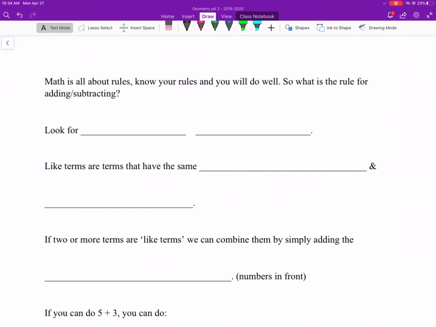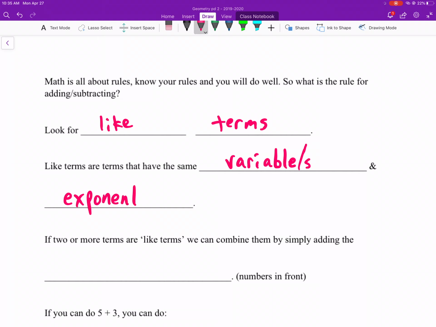What is the rule for adding and subtracting? So what we need to do is look for like terms. Now what are like terms? Like terms are terms that have the same variable or variables. It could be multiple. And also, as you saw in number 4 in the do now, the same exponent or exponents.